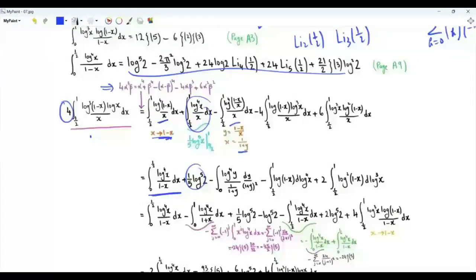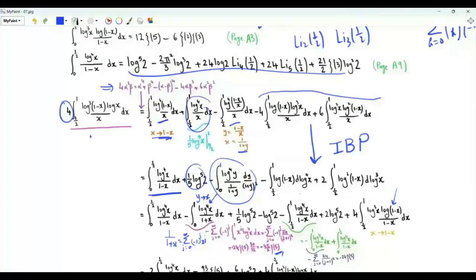When x is 1, y is 0. We obtain this integral. Rename y as x. When the magnitude of x is less than 1, 1 over 1 plus x is summation j from 0 to infinity, minus 1 to the j, x to the j. Integrate term by term. We obtain a result in terms of zeta of 5. For these two integrals, we do integration by parts.